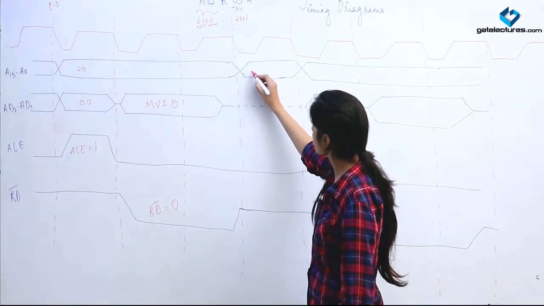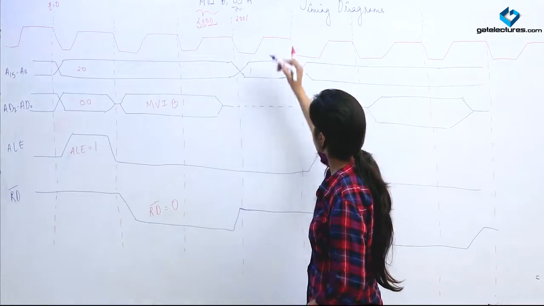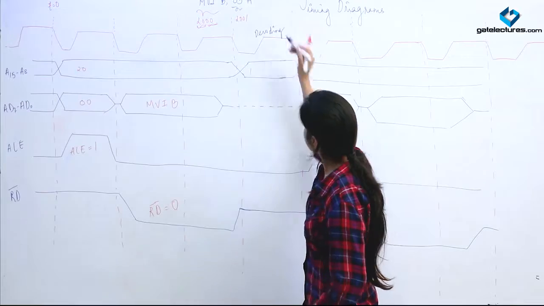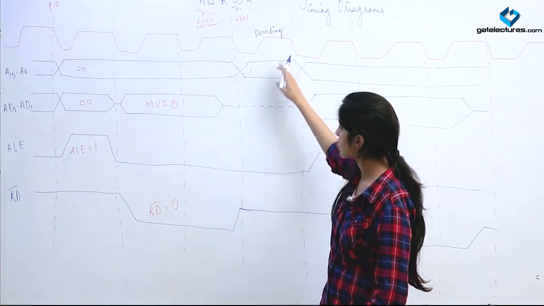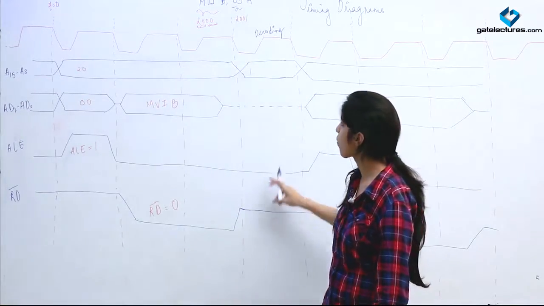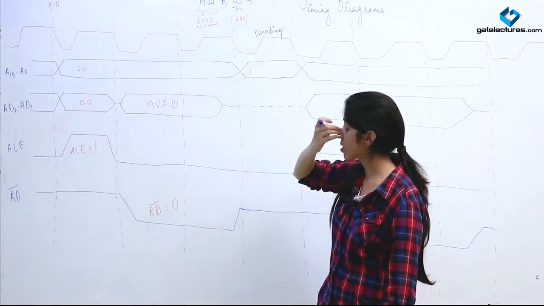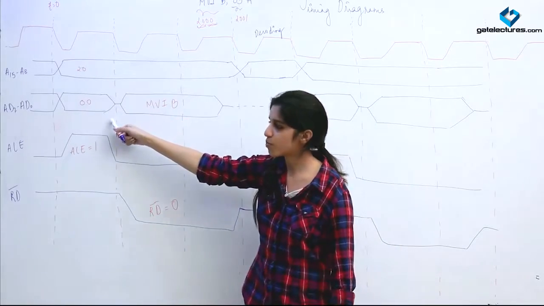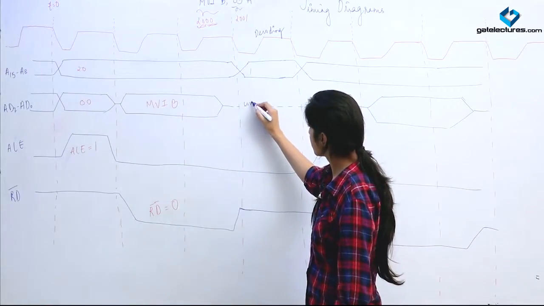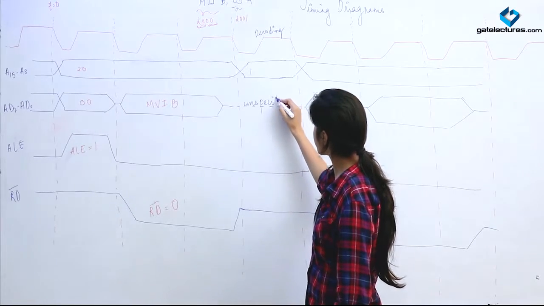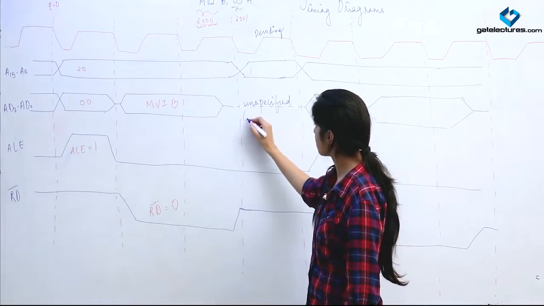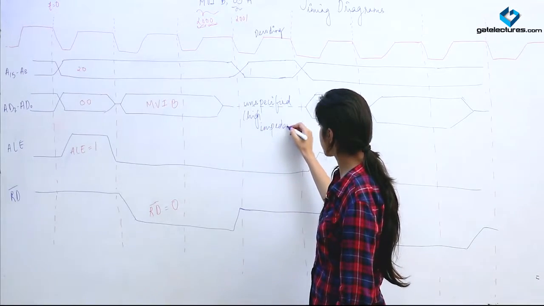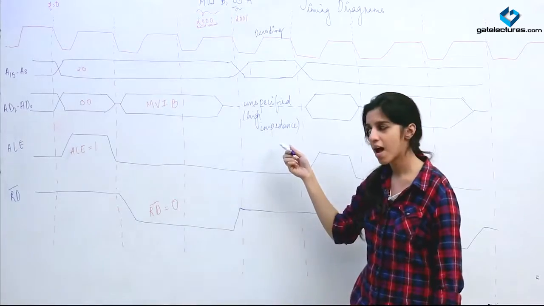Now this is the decoding cycle. Decoding of the instruction takes place in 1 clock cycle. One clock cycle is required for decoding of the instruction. The processor interprets what instruction has been given. This address and data bus behaves unspecified. This is high impedance. We do not require this bus in this clock cycle, that is why we have made it high impedance.